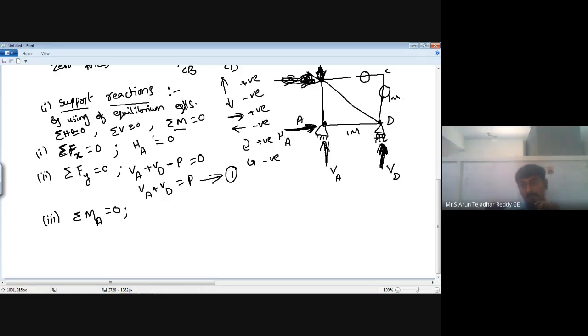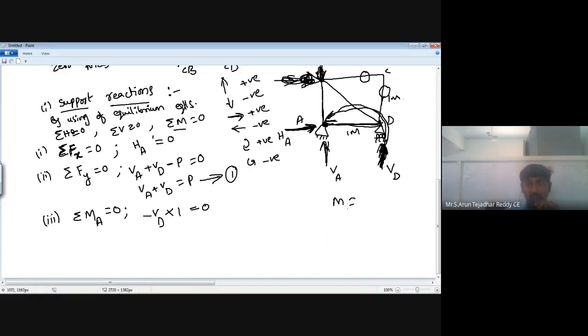So you can take A as a reference point and see the VD direction, from D to A. That is the anti-clockwise direction. See the symbol, this is anti-clockwise. So take negative VD, minus VD, and this is the force, and the perpendicular distance from D to A is 1 meter, is equal to 0.